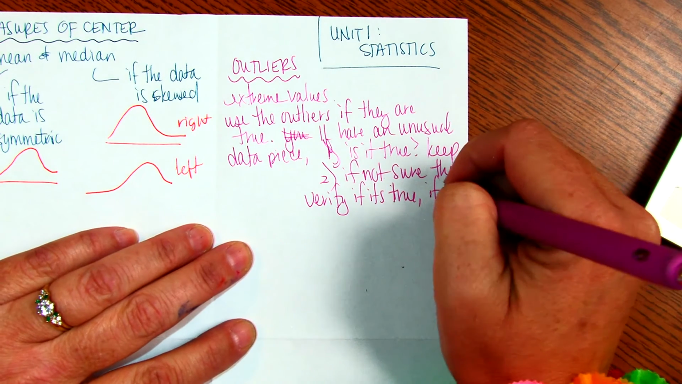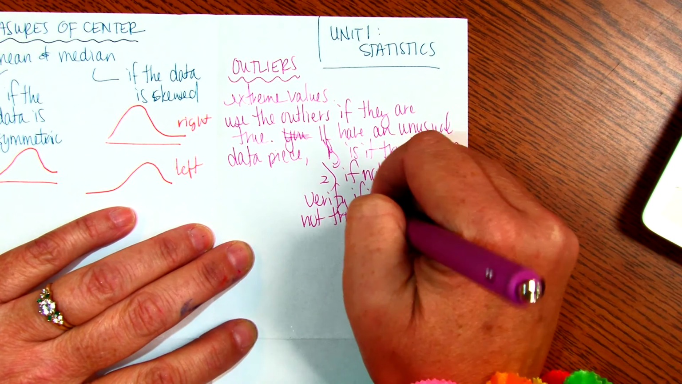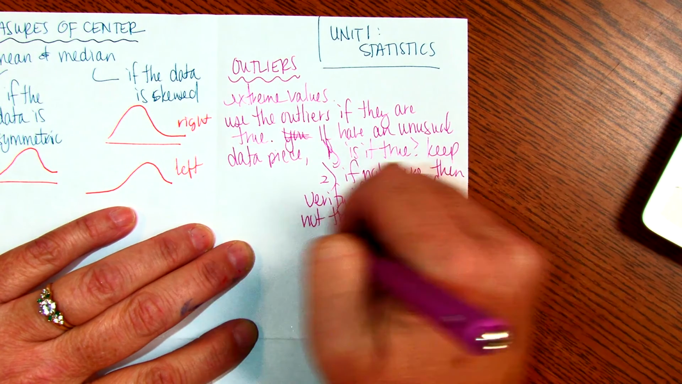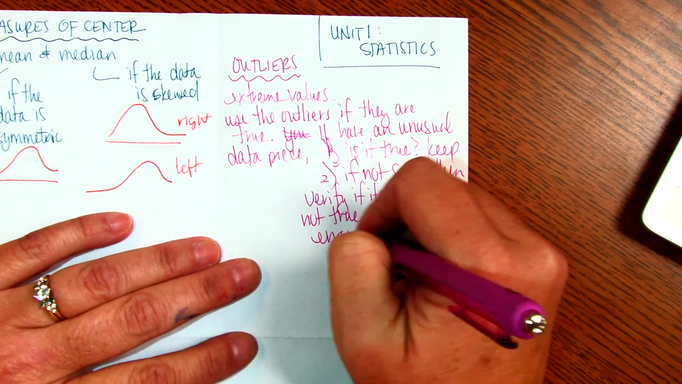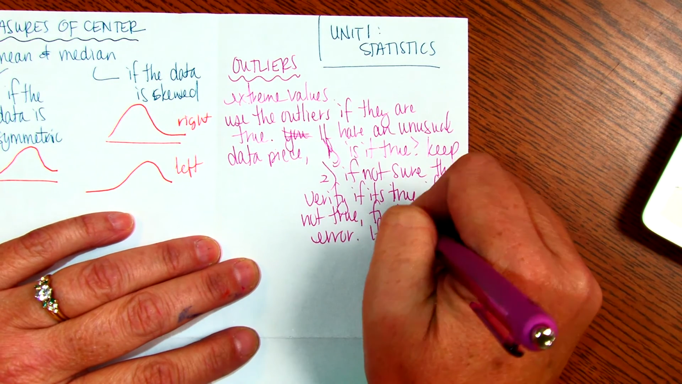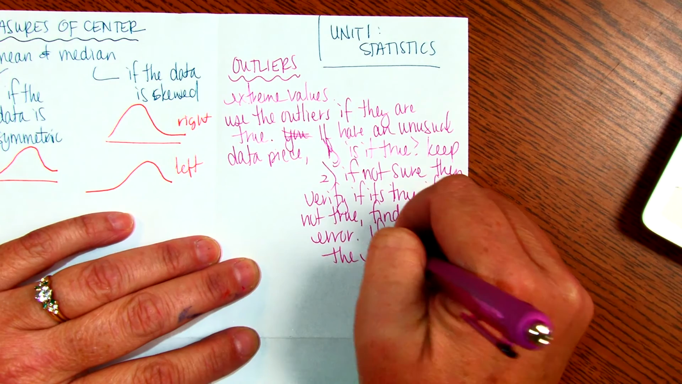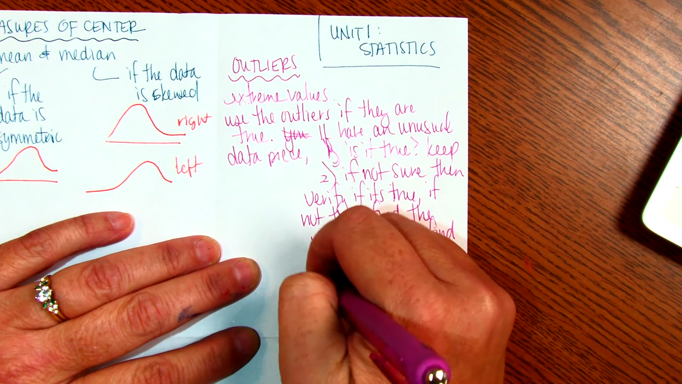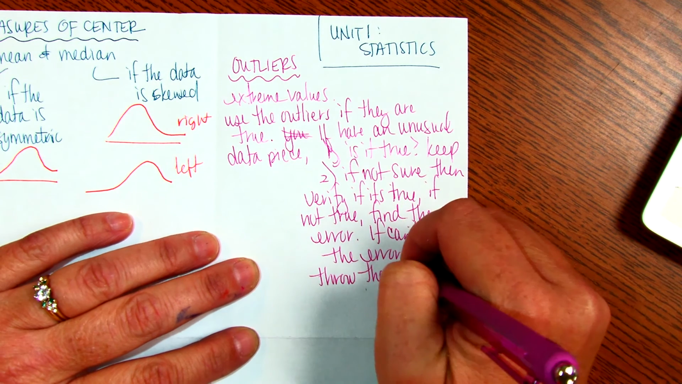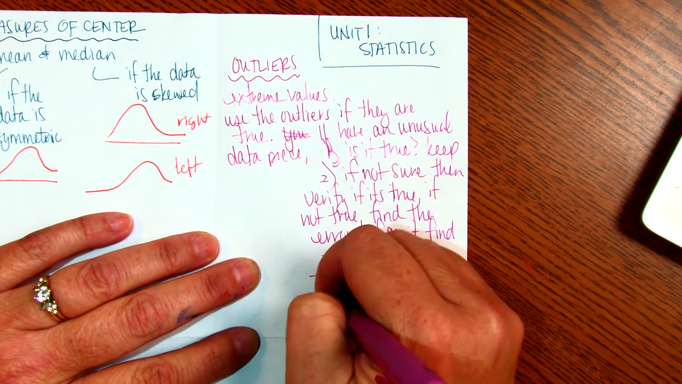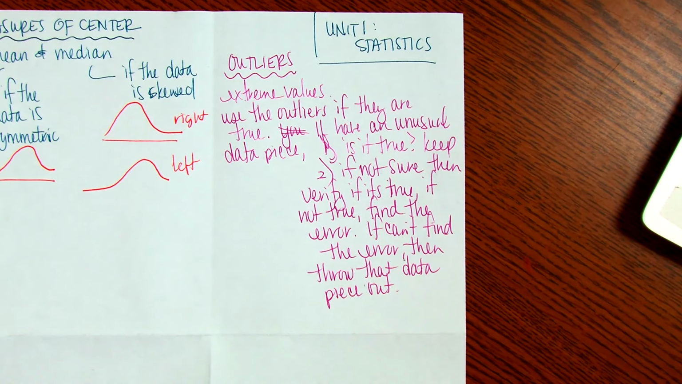If it's not true, find the error. Okay? And then if you can't find the error, then throw that data piece out. Okay? So that was one idea.